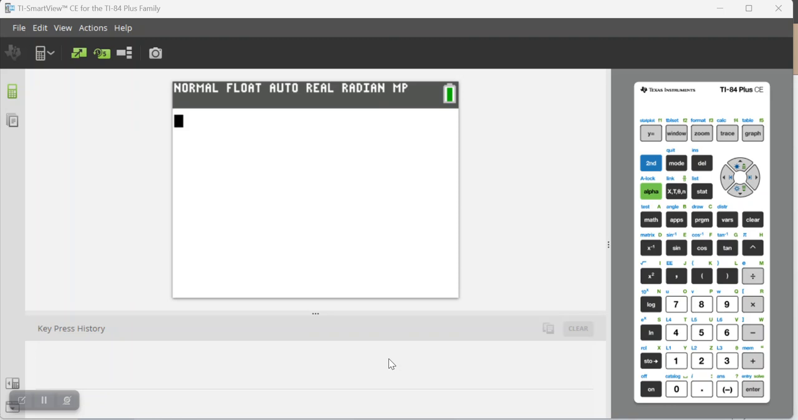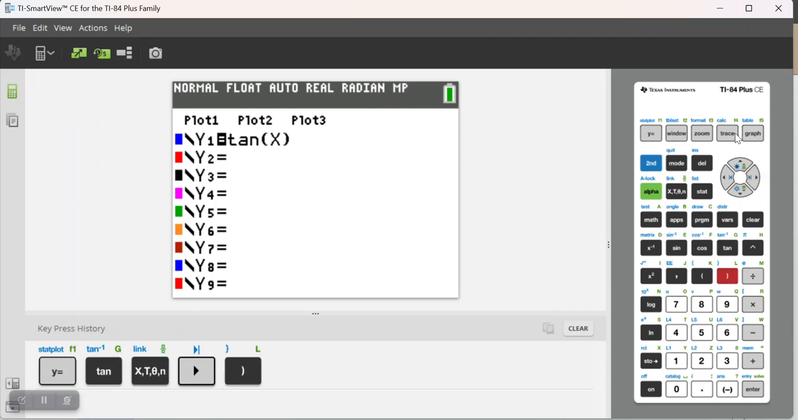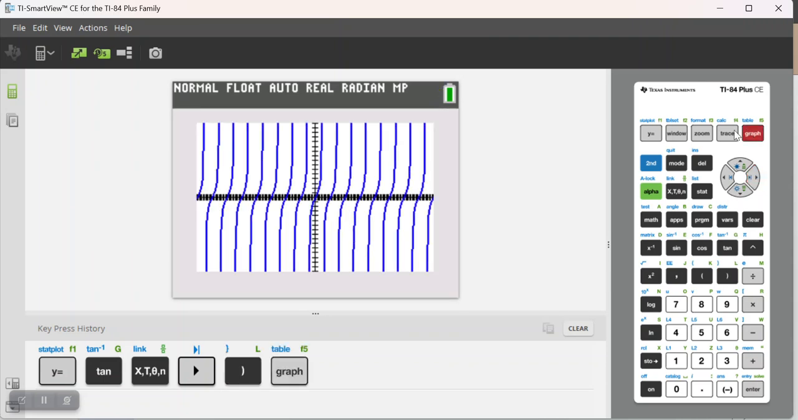In this tutorial, I'm going to show you how to graph the remaining trigonometric functions. So I'm going to go to y equals and recall that tangent has its own key, so I can do tangent of x. And if I graph that, I get the periodic function tangent of x.